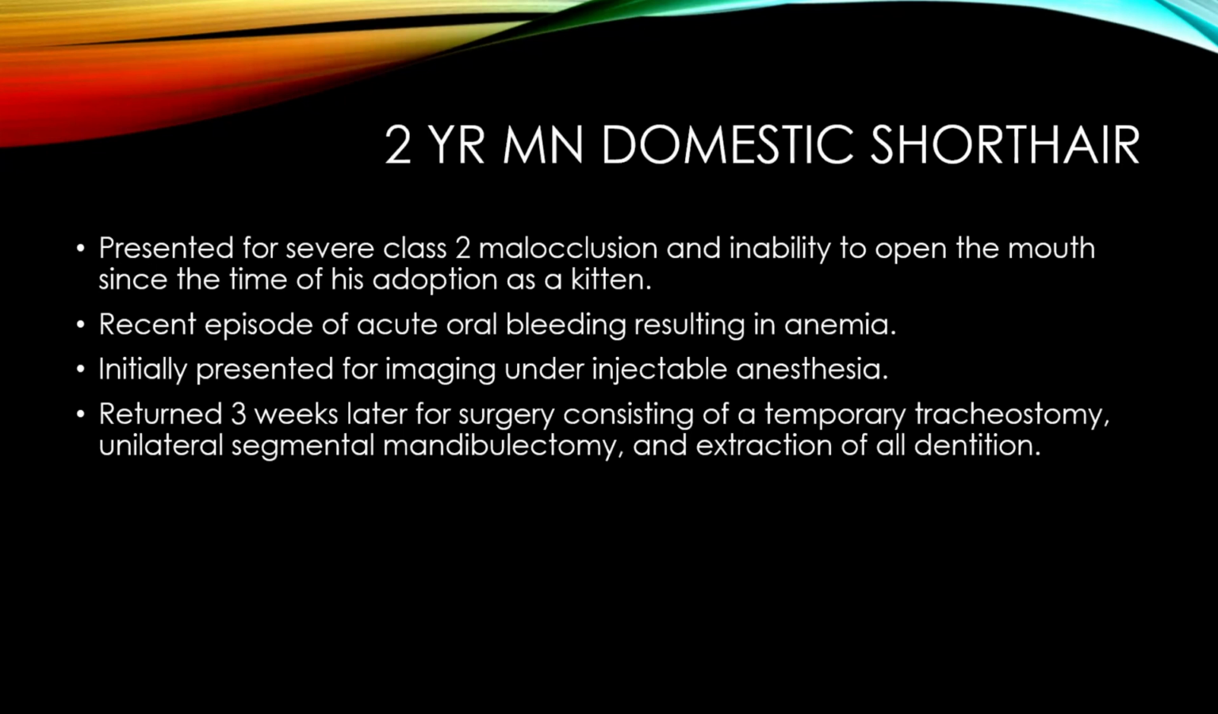So our first case is a 2-year-old male neutered domestic short hair. He presented for a severe class 2 malocclusion and a complete inability to open or really close the mouth, where he was kind of locked in a closed position. Since he was a kitten, he came to the owners this way. He'd had some sort of unknown previous trauma, and he basically ate his food by licking through the space between his jaws, but his jaws were completely fused.